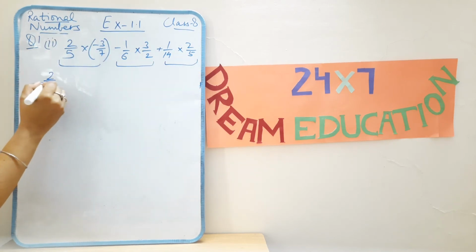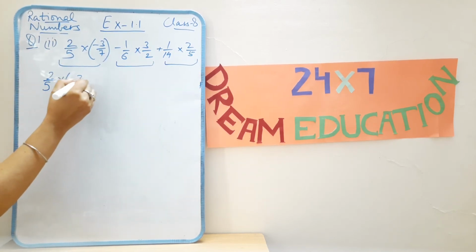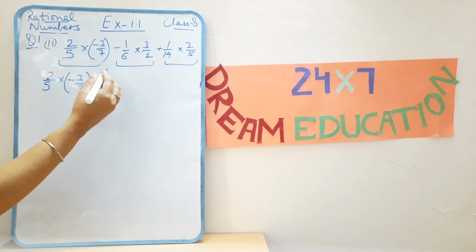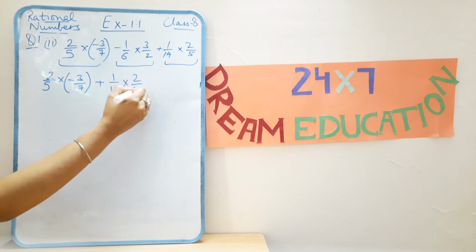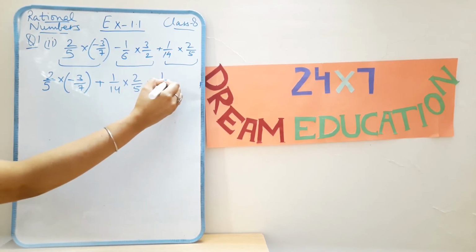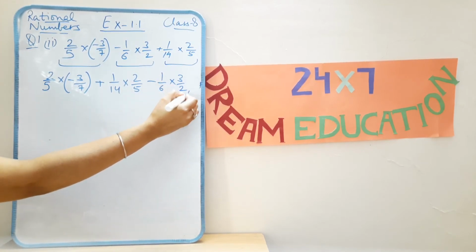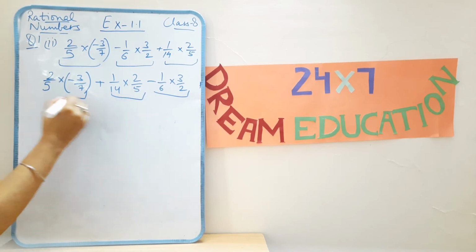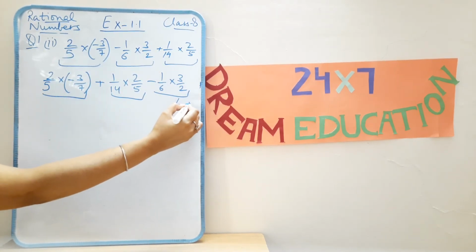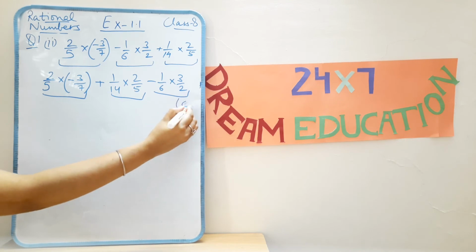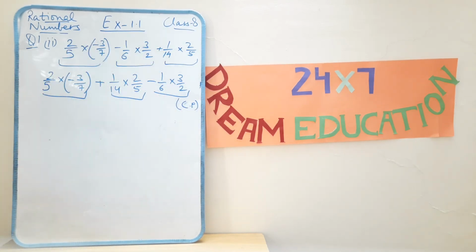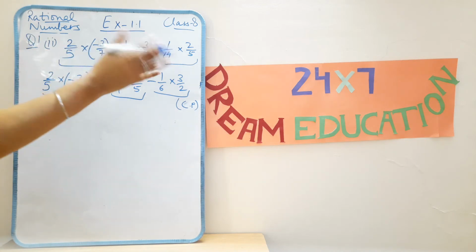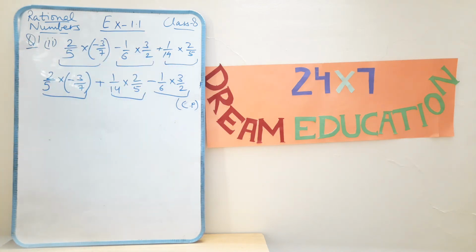So let's do it. 2 by 5 into minus 3 by 7 plus 1 by 14 into 2 by 5 minus 1 by 6 into 3 by 2. So this is in one group, this is in one group, this is in one group, and this property is the commutative property because you have shifted the position of the numbers. So 2 plus 5 is equal to 5 plus 2. You have just shifted, so it will not make any difference.